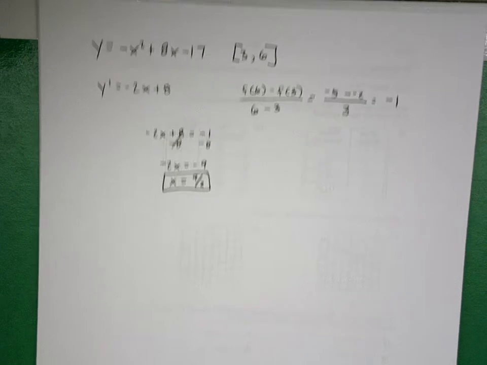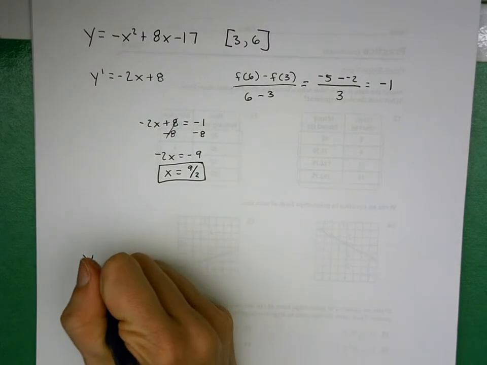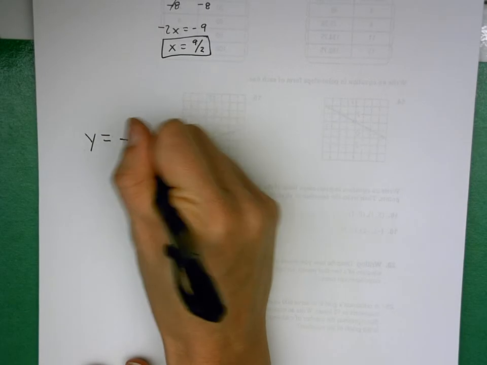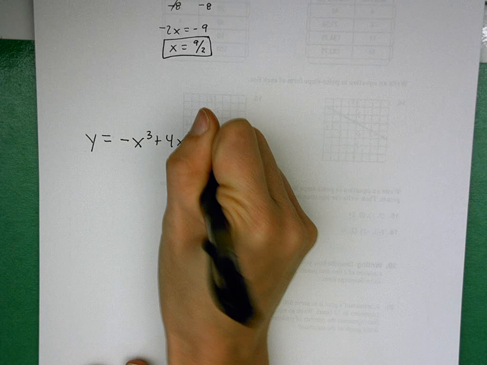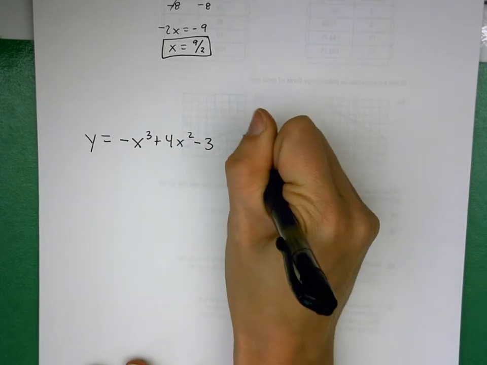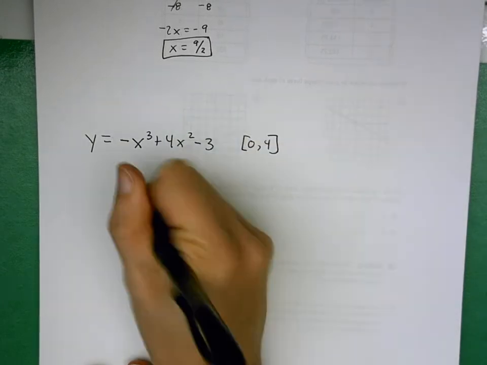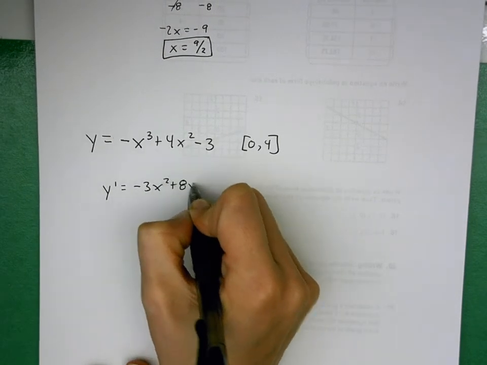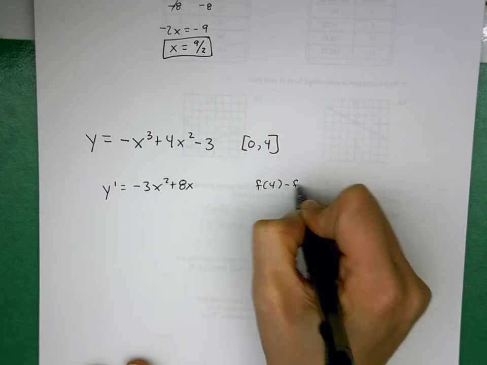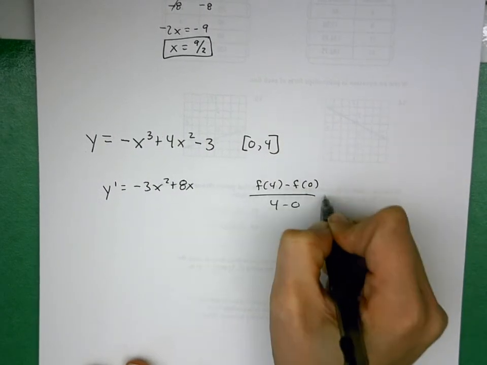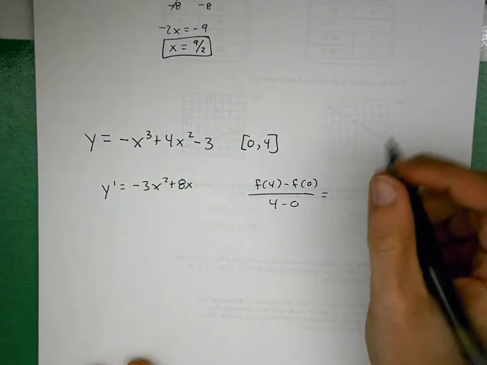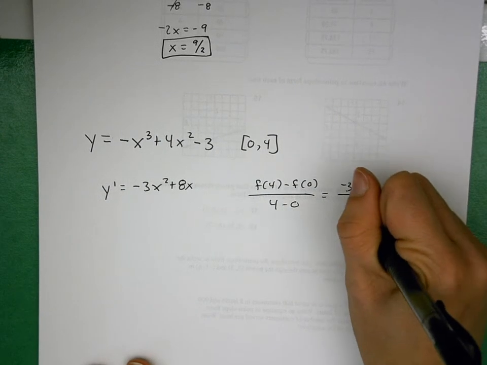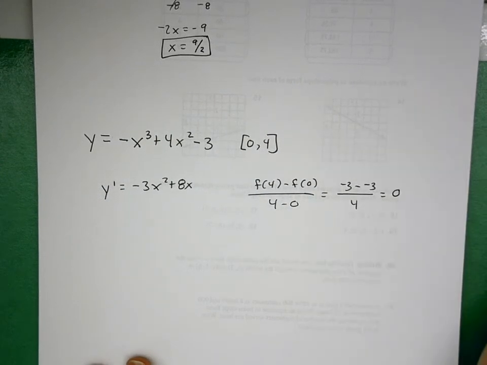Okay. Let's go ahead and do one more. We have y equals -x cubed plus 4x squared minus 3 on 0 to 4. Okay, so derivative first, -3x squared plus 8x, and then f of b minus f of a all over b minus a. When I plug 4 in, my f of 4, I get -3. When I plug in 0, I get another -3, which means 0 is going to be my f of b minus f of a over b minus a.